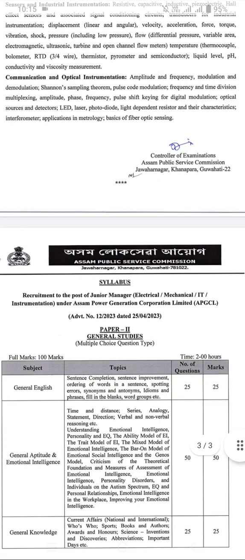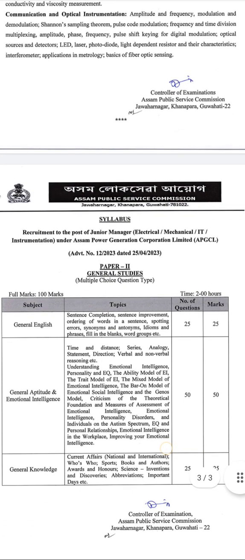And in Paper 2, recruitment to the post of Junior Manager, Electrical or Mechanical or IT or Instrumentation under Assam Power Generation Corporation Limited, advertised number 12/2023, dated 25 April 2023. General studies, this is also based on multiple choice question type. Full marks is 100 and time is 2 hours.